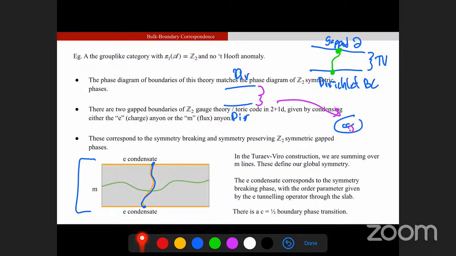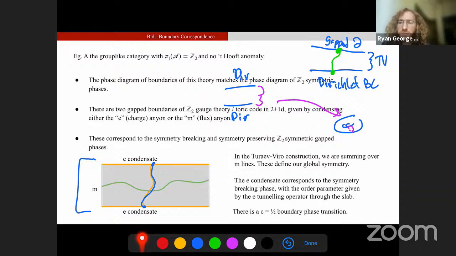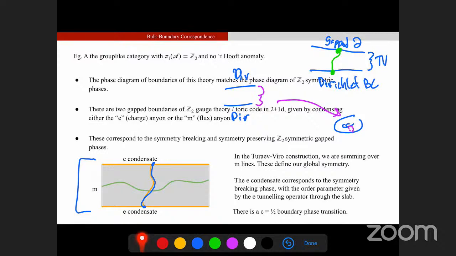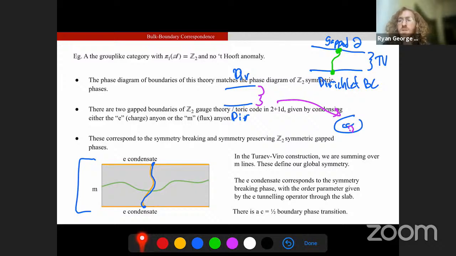So the VEV should depend on the ground state, right? If it's an order parameter. Yeah, so that's also this thing about like inhomogeneous things. Even in the group case, the order parameter is a function of which ground state you're in, right? Yeah, of course. But it can be zero in some ground states.